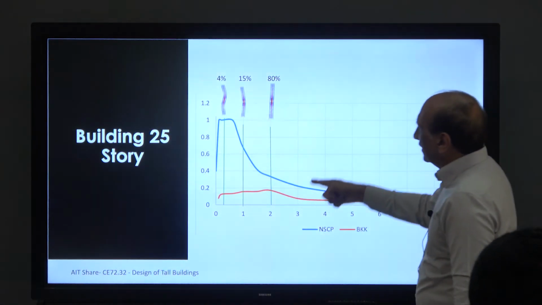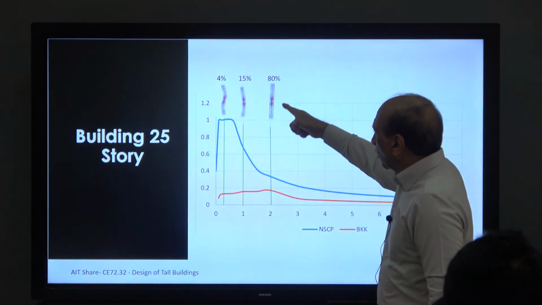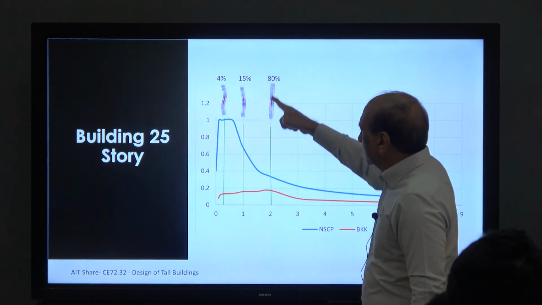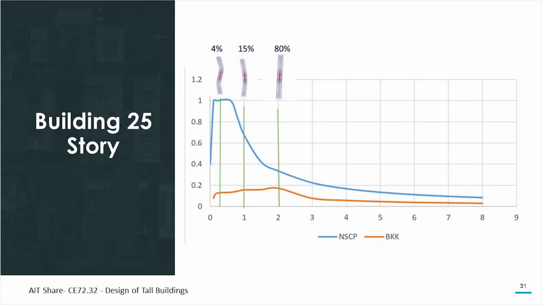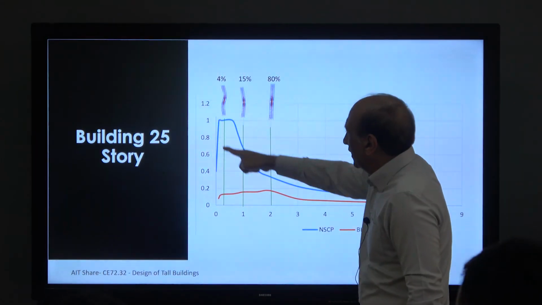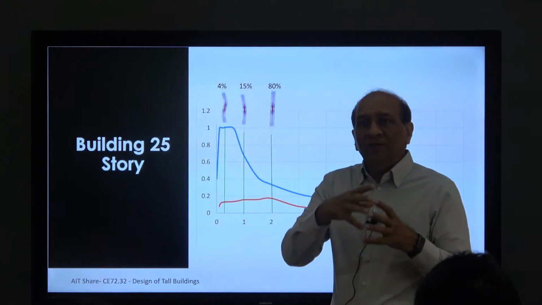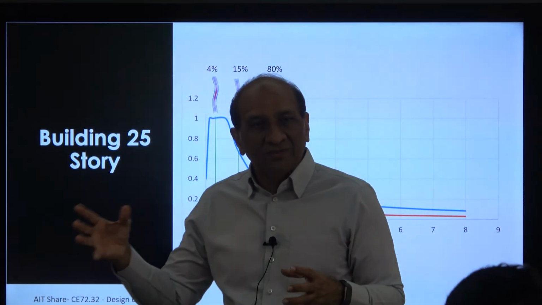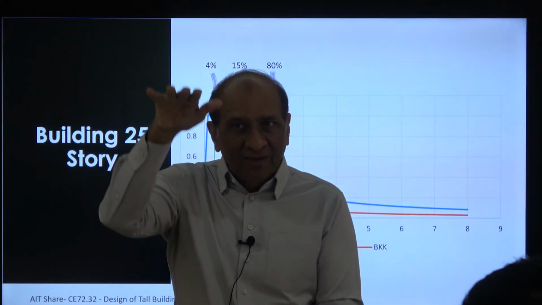So this is another case, a smaller building, 80%, 15%, 4% for a shorter building, 25-story building. So most of the mass is on a very small ordinate, so the effect of the higher modes becomes less and less important as the building becomes shorter.